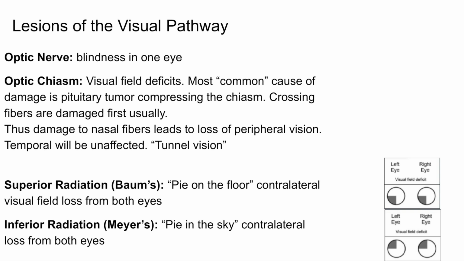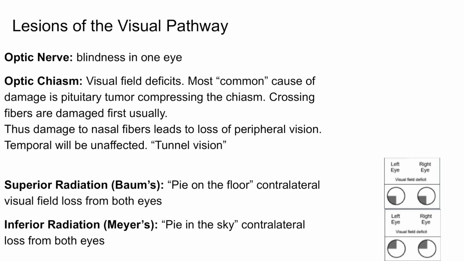Once you're past the chiasm, everything is organized by visual field and not eye. So that means that lesions now affect both eyes in the same visual field. This is why we call it homonymous loss. So now tie in the radiations to what you just learned. A lesion in the superior optic radiation, or the parietal lobe or Baum's loop, right? Interchangeable there.